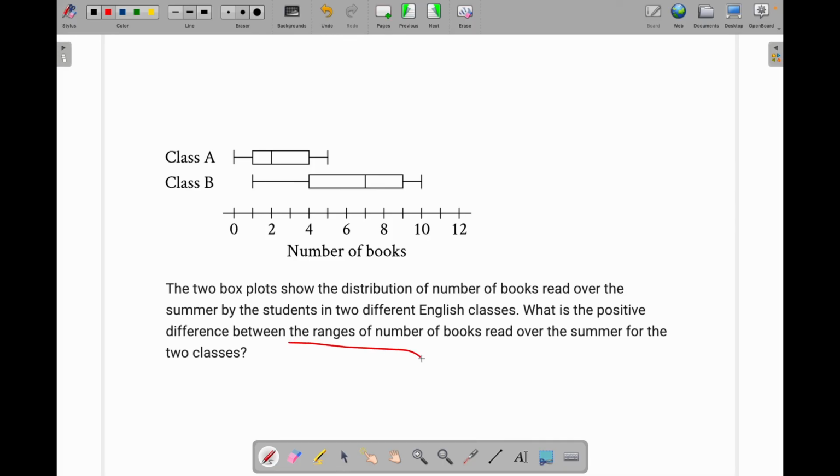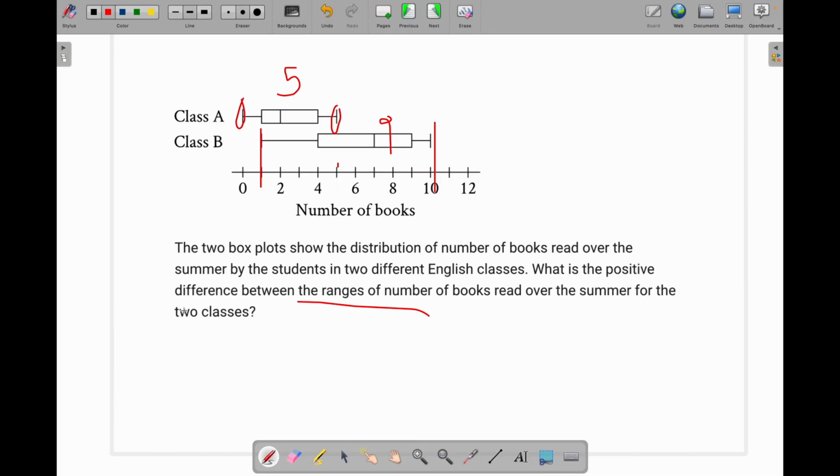Let's look at A. We're going to take the range between the starting and this ending value, which is from 0 and 5. So this range is 5. Class B's range starts at 1, ends at 10, meaning this is going to have a range of 9. And so it's just 9 minus 5 to get that positive difference, and that's just going to be 4. And that's our answer. Super simple. The hardest part about this is just understanding how box plots work, which is at the beginning of the video.